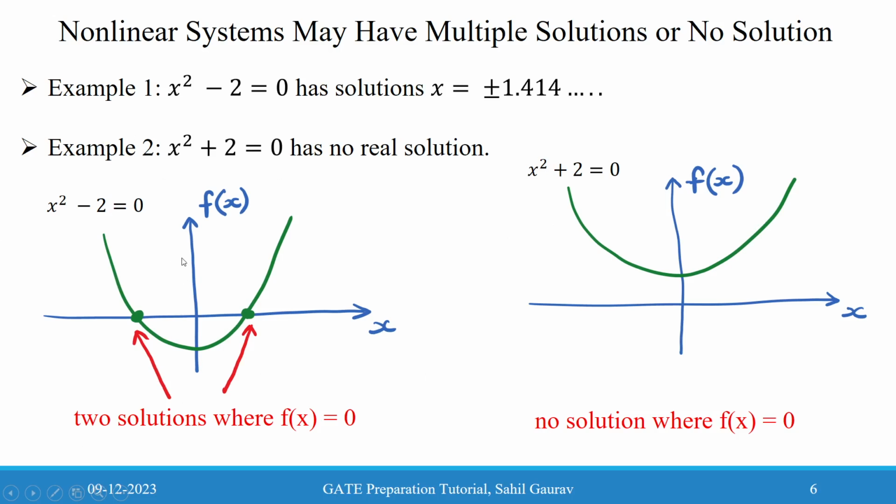In the graph of x square minus 2, we can see it cuts the x-axis at 2 points, so it has two solutions where f(x) is equal to 0. And here we can see that x square plus 2 does not cut the x-axis, therefore it has no real solution for this function.